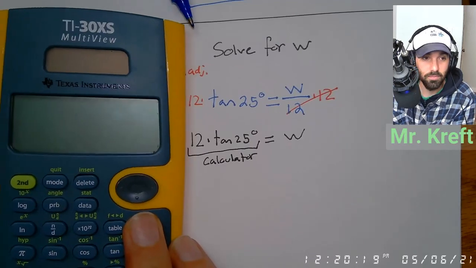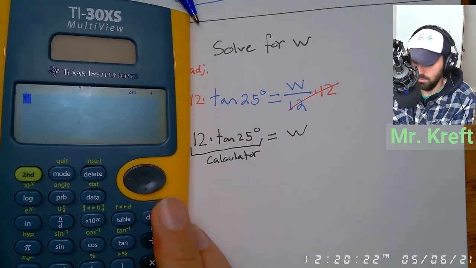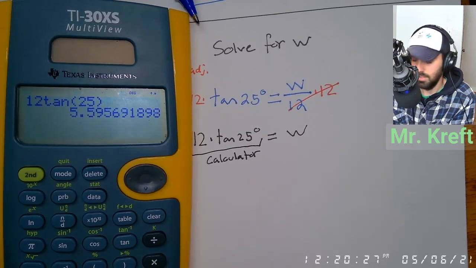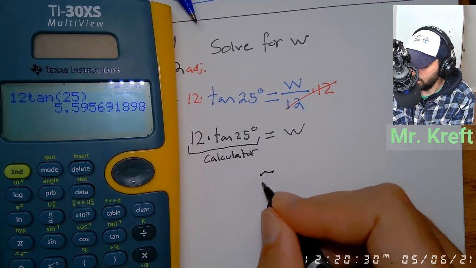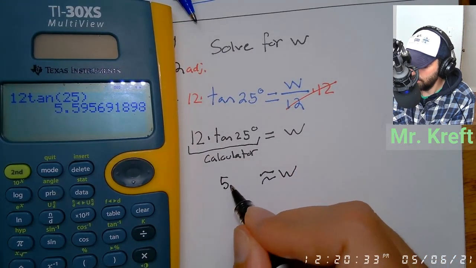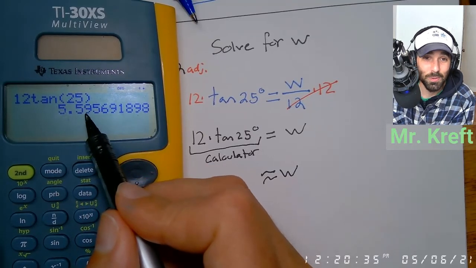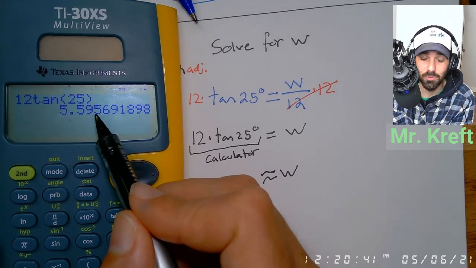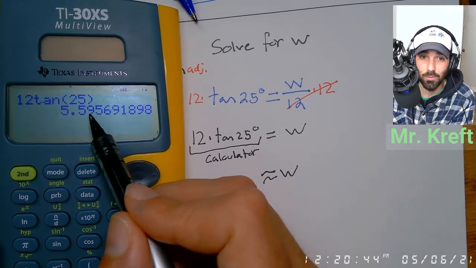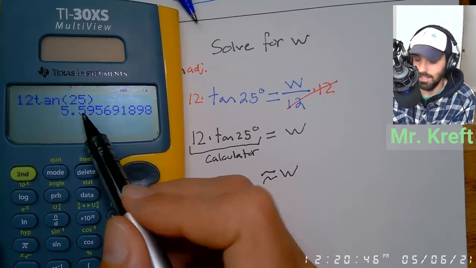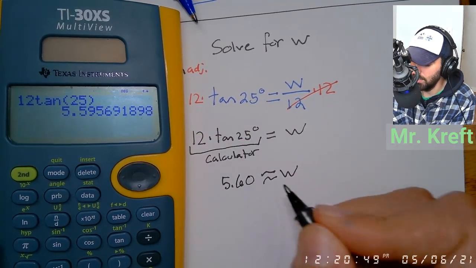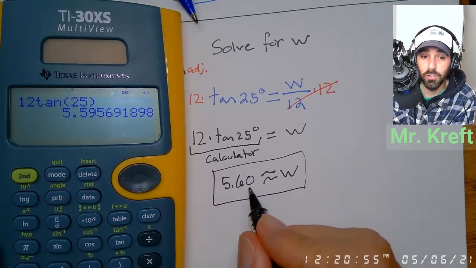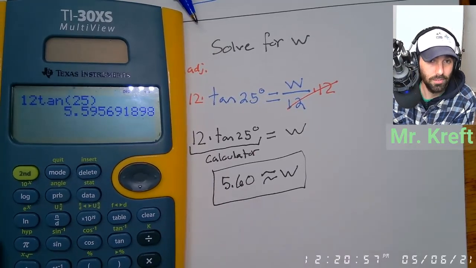So I can just go to my calculator, and I can go 12 tangent of 25 degrees, and I get approximately 5 point. Now, in this one, this is a really interesting one, right? If I round to the second decimal, I'm going to go to the right, and if it's 5 or higher, I round up. Well, what's 9 rounded up? That's 10, right? So this becomes 5.60. Okay? And I'd still include the 0 because I rounded it to the second decimal place.